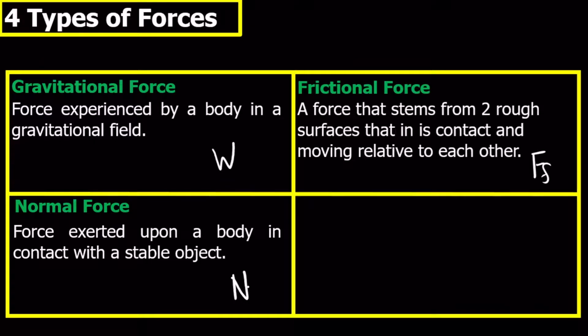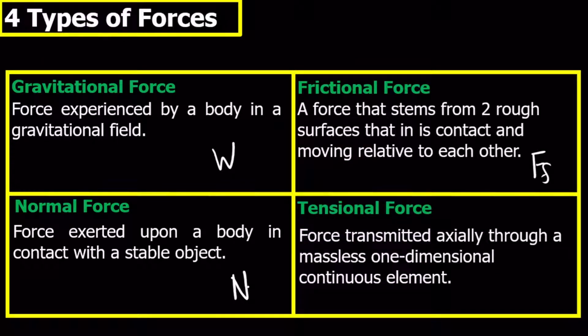Then the last one will be tensional force. Tensional force is force that is transmitted axially along a massless, one-dimensional continuous element. What this refers to, in fact, is strings or cables. They're one-dimensional, and generally we will assume them to be massless. I will use Ft to symbolize tensional force. So let's look at how we can use those four forces to draw free body diagrams.